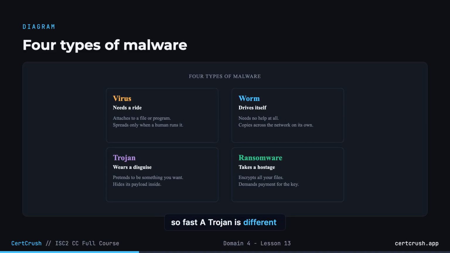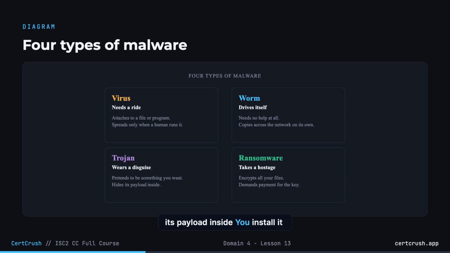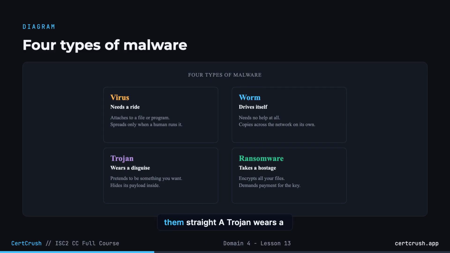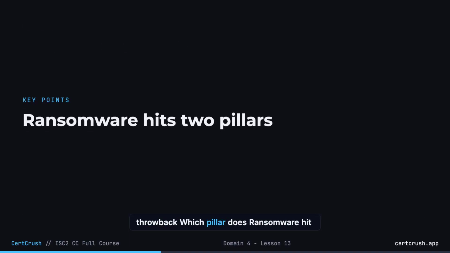A trojan is different. It pretends to be something you want, a free game or a handy tool, and hides its payload inside. You install it yourself, believing it is safe. Ransomware encrypts all your files, then demands payment for the key. So here is a new anchor to keep them straight. A trojan wears a disguise. Ransomware takes a hostage.